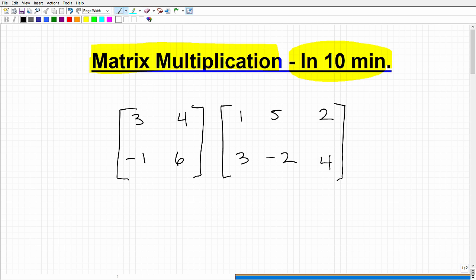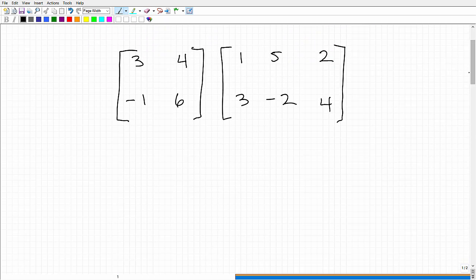Okay, so we know we're gonna have a 2 by 3. Now I'm gonna write a big bracket down here. You'll see why here in a second. All right, so this is a big 2 by 3. You know, it's kind of elongated like so. And this is going to be our answer, our product.